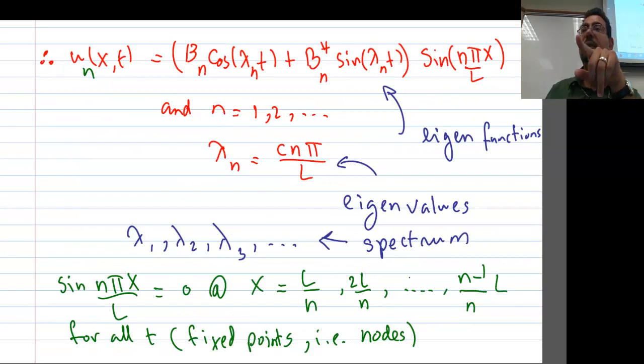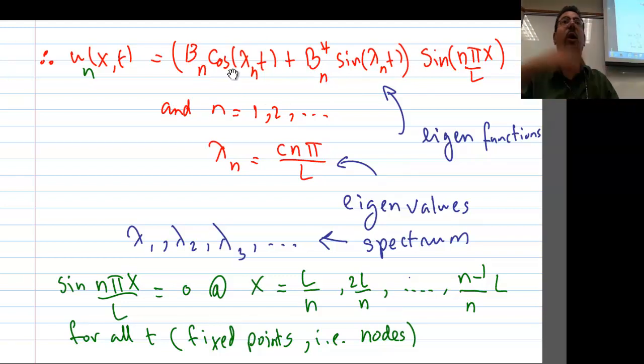And he's basically saying that this shape will kill the solution when this is equal to 0. When the sine is 0, the u will be 0, no matter what the time is. That's the definition of a node. So no matter what the time is, 1 second, 10 seconds, at some points, because of this, all the time will be fixed, right?